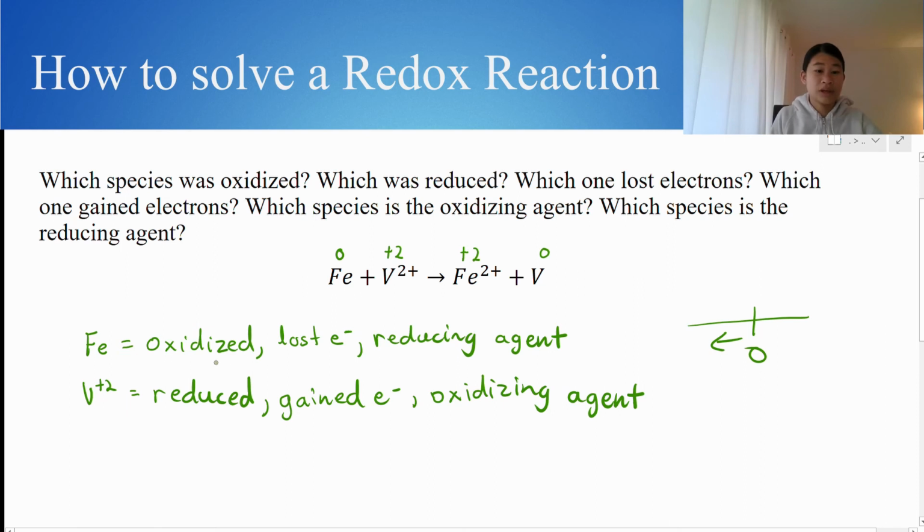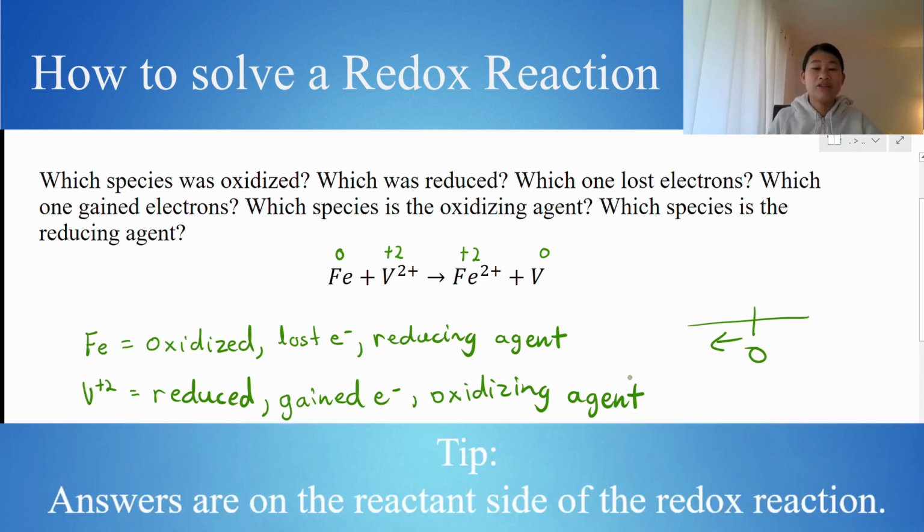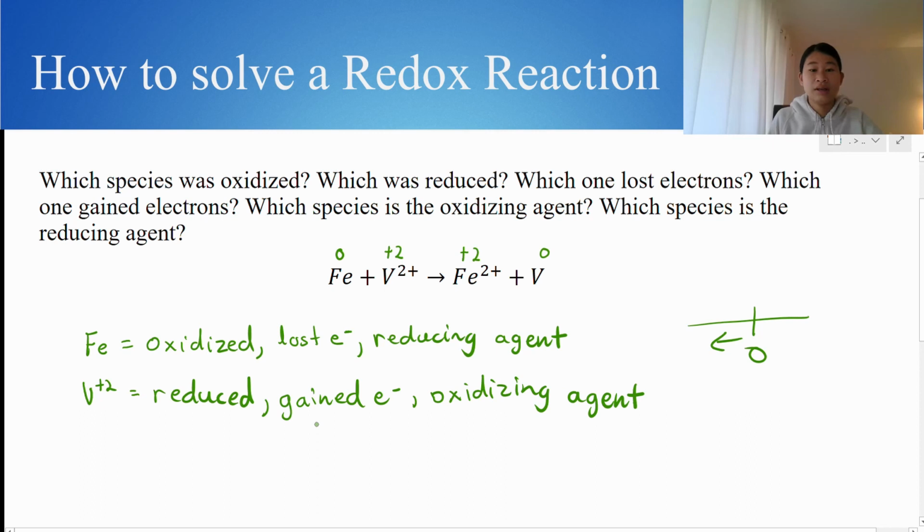Notice that when something is oxidized, it lost electrons, and it is called the reducing agent. And notice that when something is reduced, it has gained electrons, and is called the oxidizing agent. Alright, and so remember that redox reactions involve reduction and oxidation at the same time. So if you have something that's reduced, you must have something else that was oxidized, and vice versa.